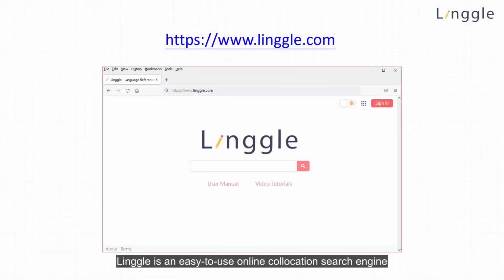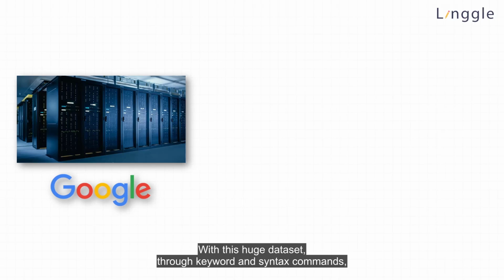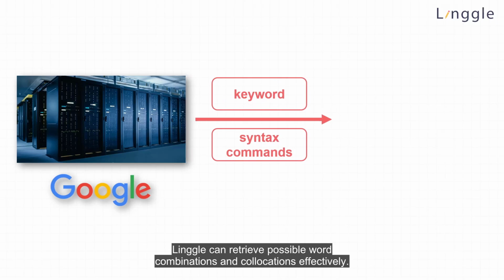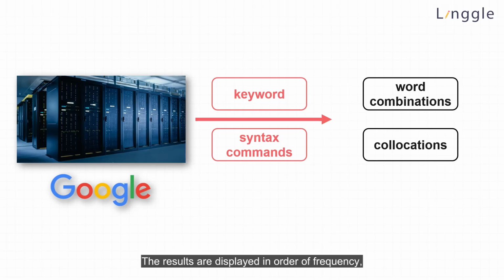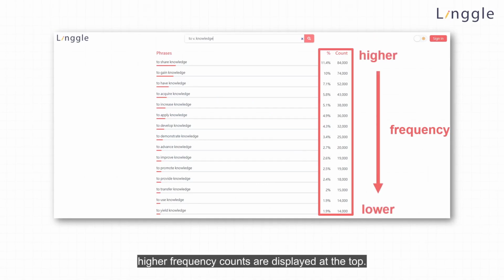Linggle is an easy-to-use online collocation search engine based on the 1T 5-gram database released by Google in 2006. With this huge dataset, through keyword and syntax commands, Linggle can retrieve possible word combinations and collocations effectively. The results are displayed in order of frequency, and the patterns and combinations with higher frequency counts are displayed at the top. This helps users find what they need more easily compared with other tools of this kind.